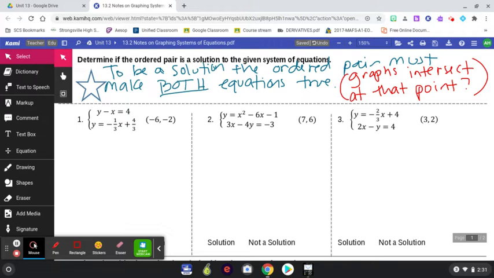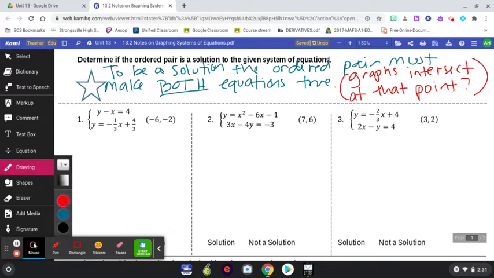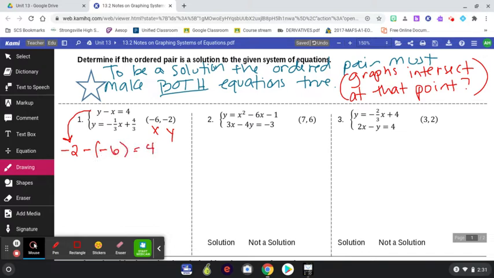I am going to start by substituting -6, -2 into the first equation. Now remember, -6 is the x, -2 is the y, and so in this equation I'm going to replace the y with -2 minus, and replace the x with -6 equals 4. So I'm just rewriting the equation: -2 minus the x, which is -6, equals 4. This is really -2 plus 6, and -2 plus 6 is 4. And so I get a true statement.